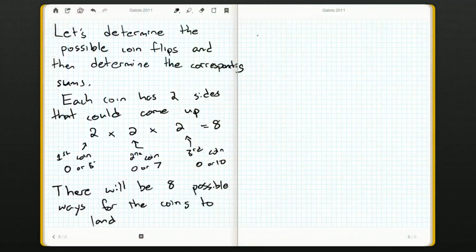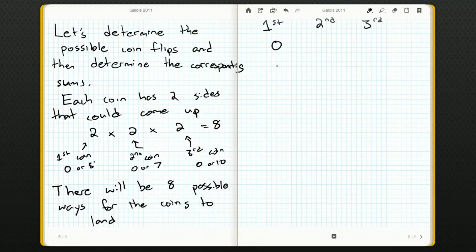So what I'm going to do is make a nice little chart. I'm going to say the first coin, the second coin, and the third coin. The first coin could either be a 0 or a 5. I'm going to put in a whole bunch of zeros here. The second coin could either be a 0 or a 7. And the third coin could either be a 0 or a 10.